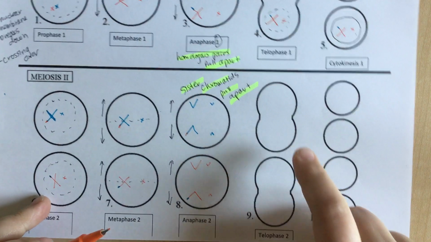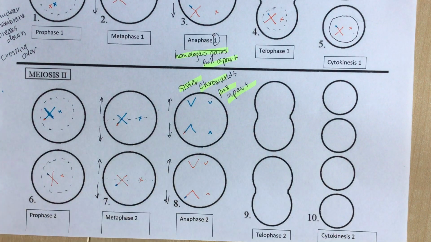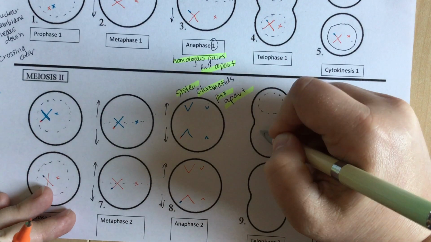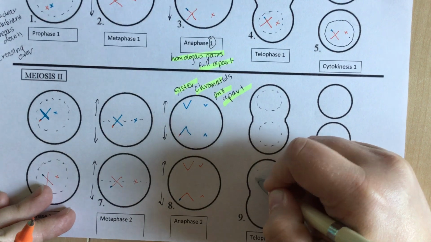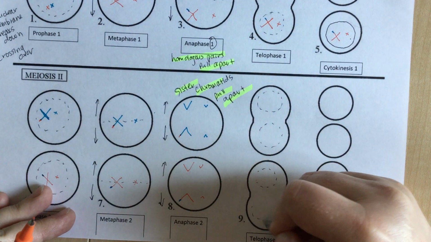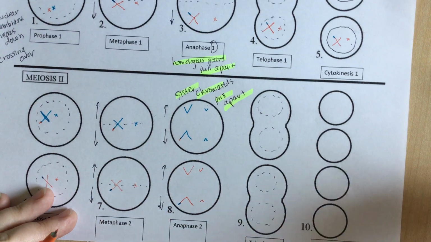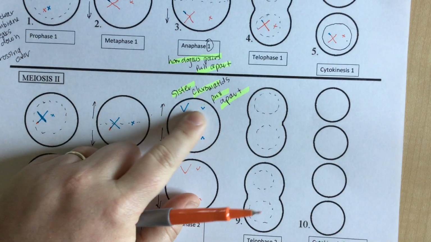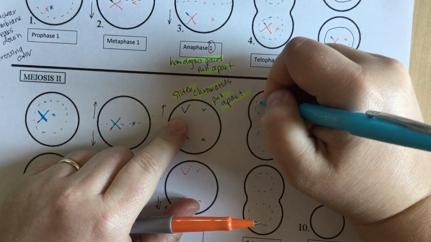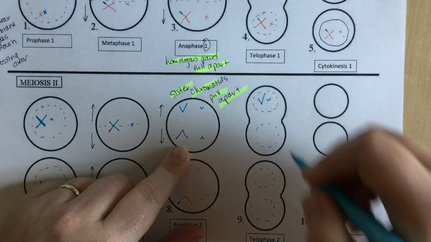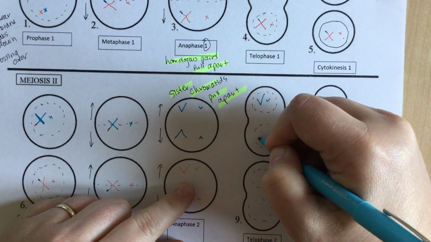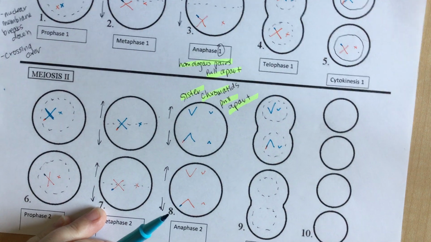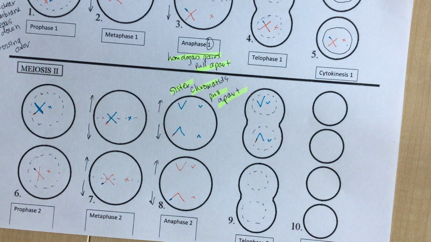Then in telophase 2, those nuclear membranes are going to come back. Okay. And you can start to see where we're going to get 4 individual cells. And in this one, it's going to be the chromosomes from here. So we're going to have a big blue one and a little blue one. Here we're going to have a little blue one and a big blue one, but there's going to be some genetic diversity because that one has a little bit of orange from that crossing over in prophase 1.